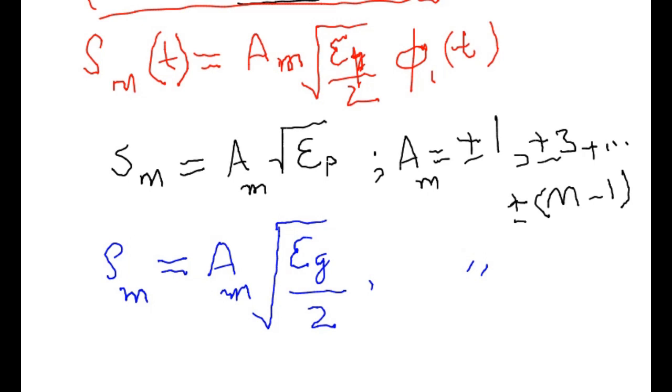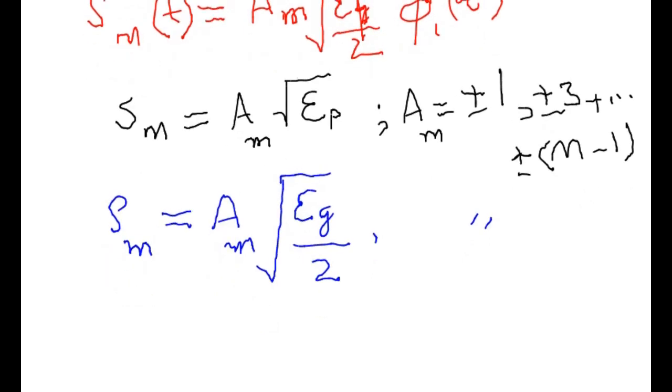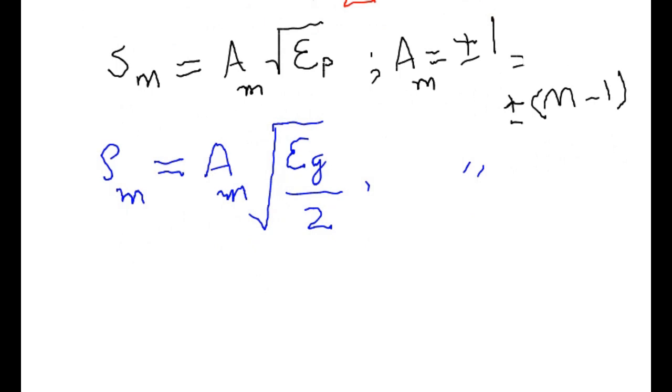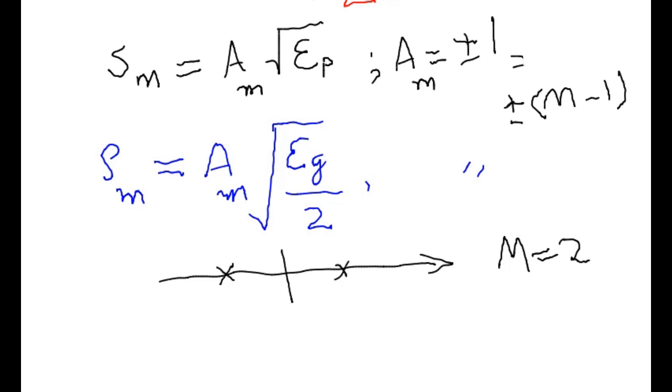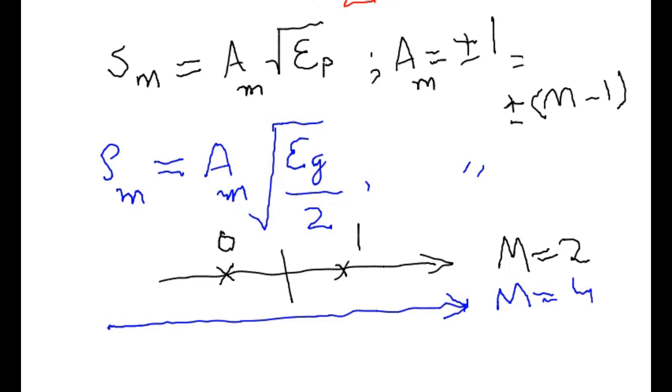Now if you want to draw the signal constellation, or the signals in Euclidean space using this vector notation, you can write for M equal to 2 just two signals, two points, representing a 0 and a 1. Similarly, for M equal to 4, if you have 4 signals, you can have 2 points here and 2 points here representing the binary sequences 0 0, 0 1, 1 1 and 1 0.